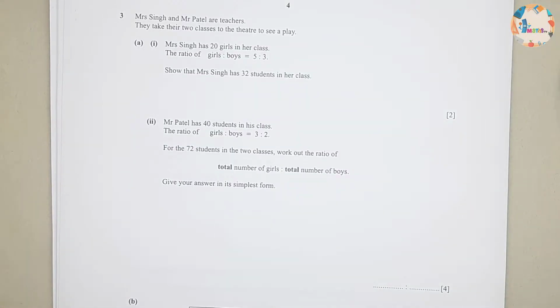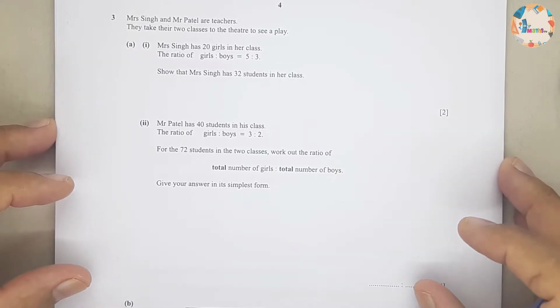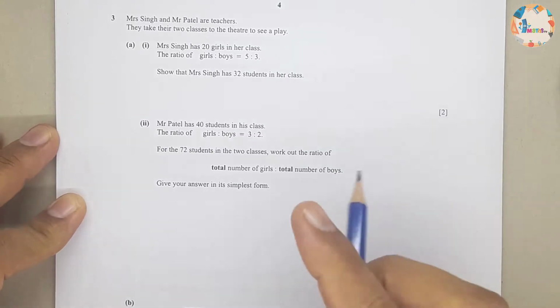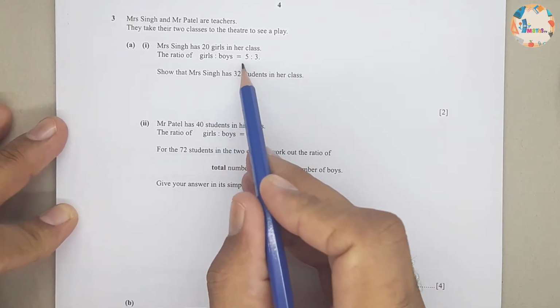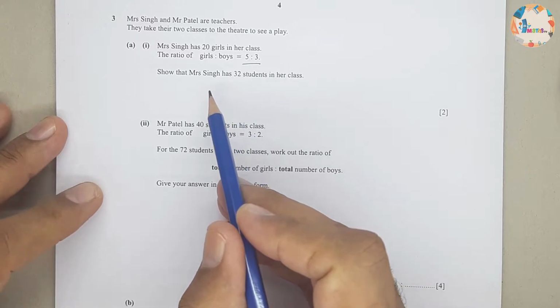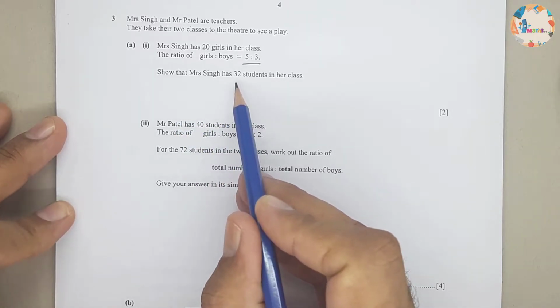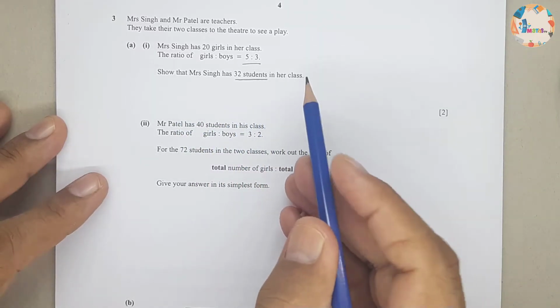This is question number 3. Mrs. Singh and Mr. Patil are teachers. They take their 2 classes to the theatre to see a play. Mrs. Singh has 20 girls in her class. The ratio of girls to boys is 5:3. Show that Mrs. Singh has 32 students in her class.